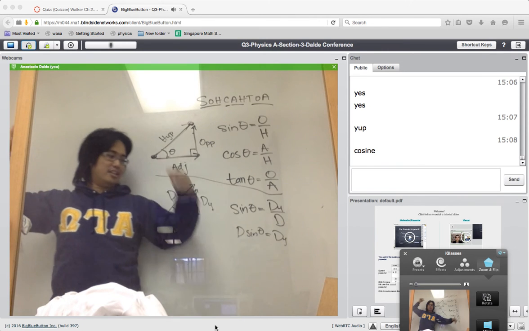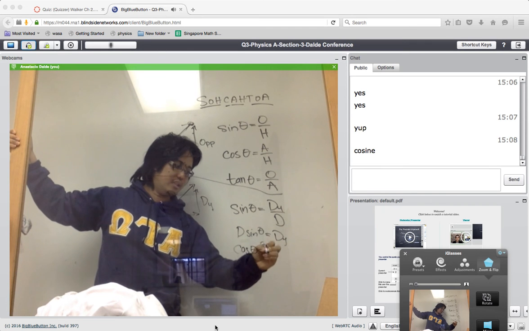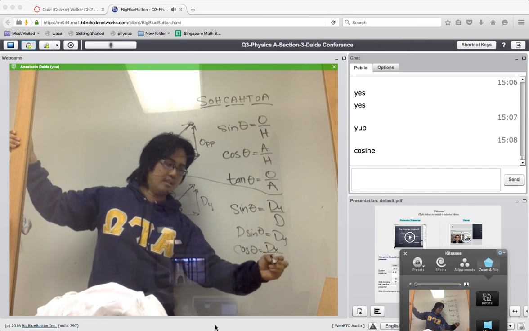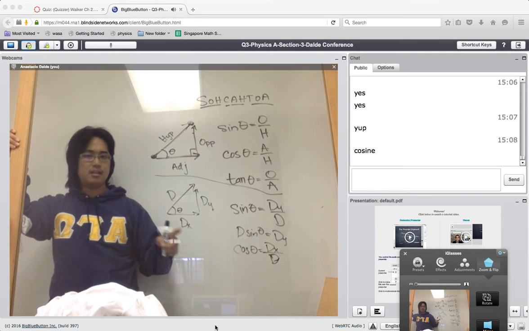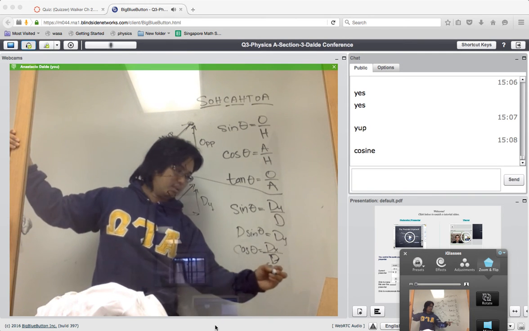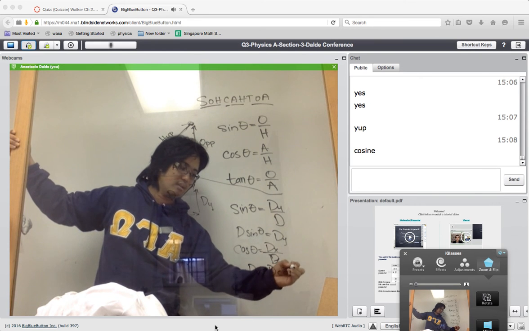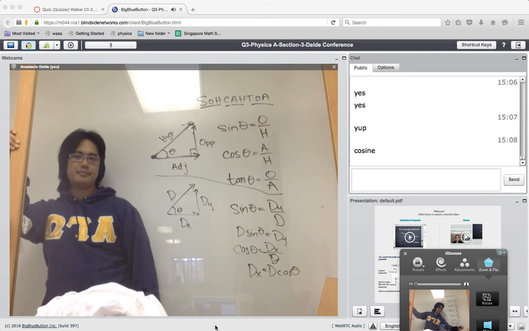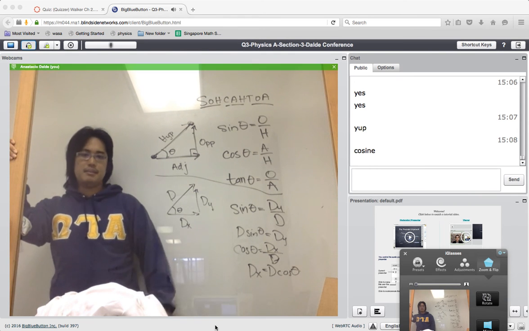Cosine, very good, exactly. So I would say cosine of theta is equal to dx over d, because dx is my adjacent side. And in order to get dx, I would simply say that dx is equal to d cosine theta. I just multiplied d on both sides. Does that make sense?